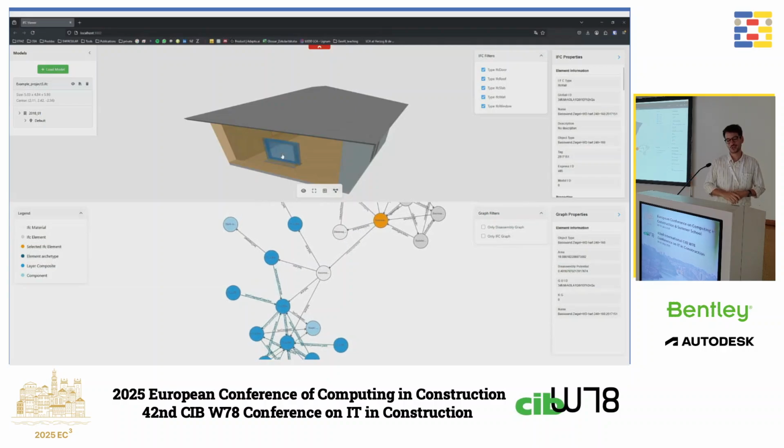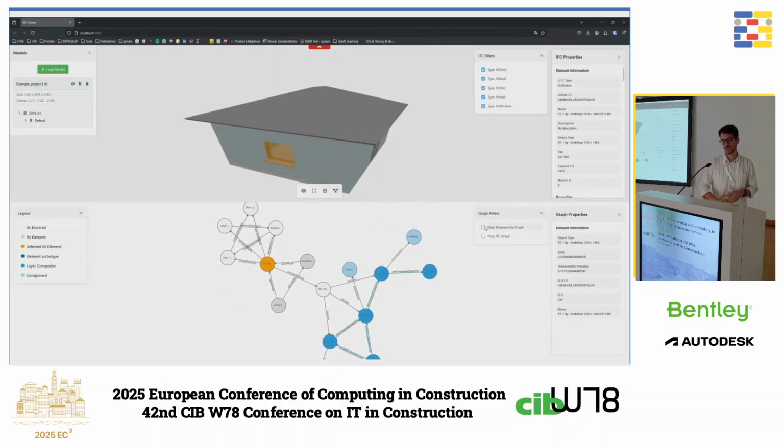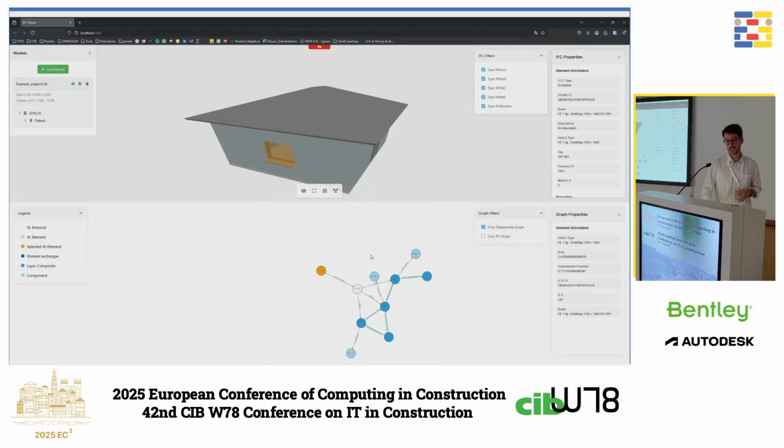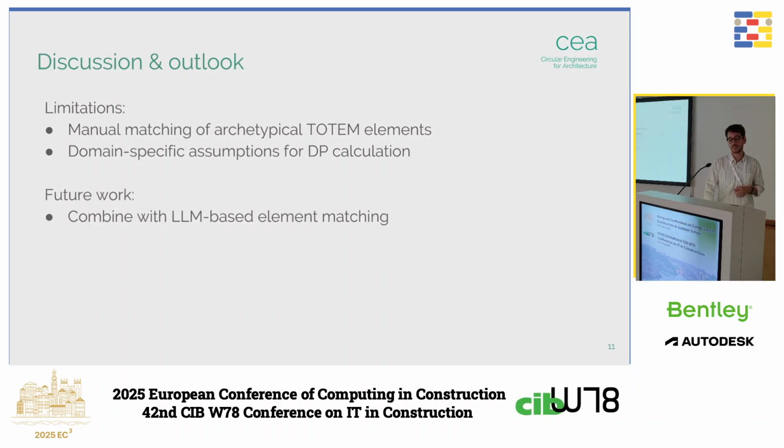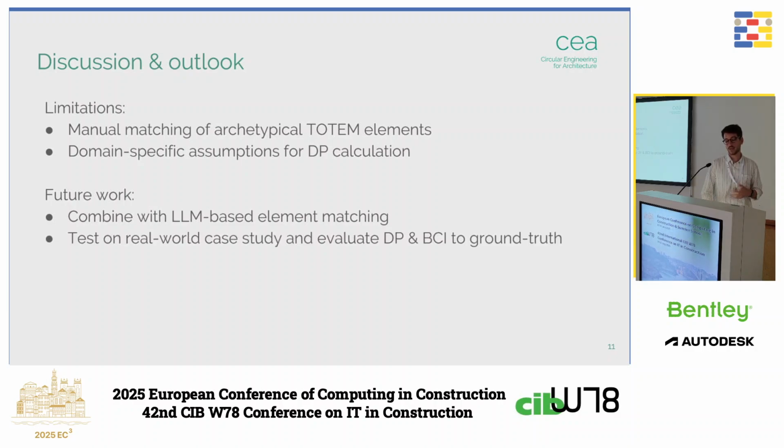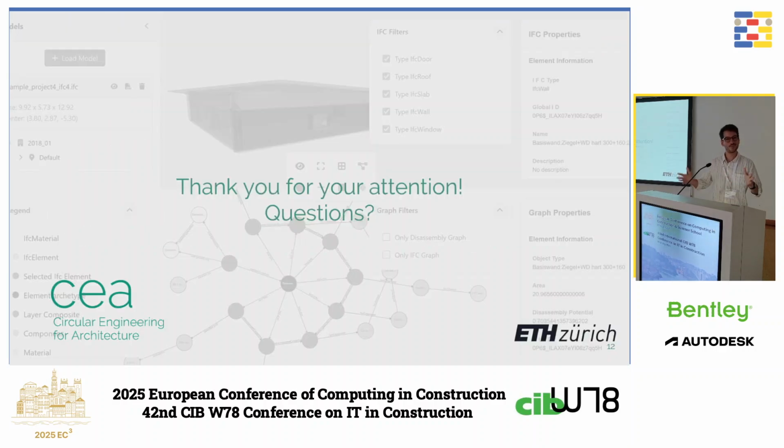This is ongoing research, so we want to test it with real-world case studies and architects. The limitations, of course, as I said, are manual matching. We're working on this currently. We also made some assumptions, but the representation is more detailed than what we have today in current tools or BIM models. And we want to overcome this manual matching with an LLM-based element matching method and test it on real-world case studies. Thank you very much for your attention, and I'm open for questions.